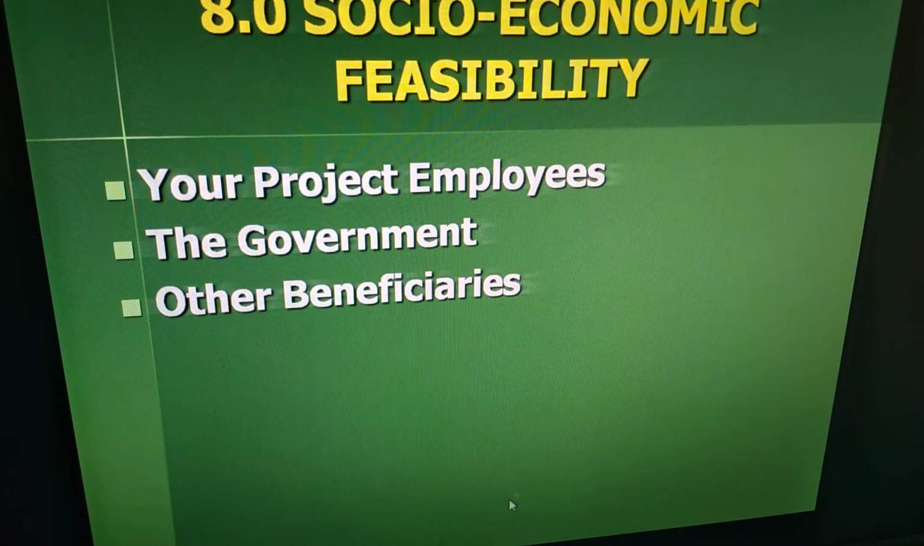And then the socio-economic feasibility. What is the impact of your business to your employees, to the government, and to the environment where you are located? So again, we're talking about pollution, and what will be the benefit to the barangay or to the community where you are established.